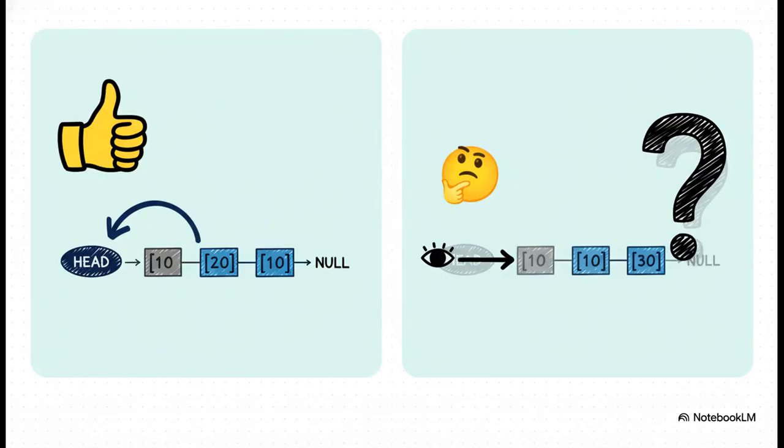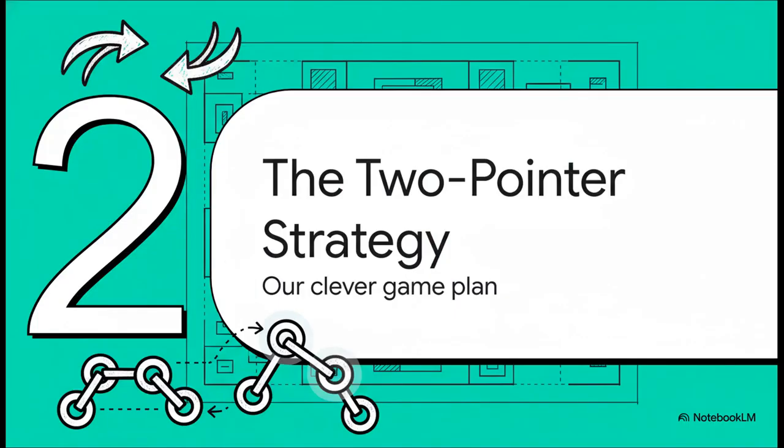Now if we wanted to delete the first 10, piece of cake. We find it, and we just tell the head, hey, skip this guy and point straight to the 20. Easy. But deleting that last 10, that's where we hit a wall. When we get to that second 10, we're kind of stuck. We have absolutely no idea if there's another 10 coming up later. And because it's a one-way street, we can't just peek ahead and come back. We'd lose our spot. So, how do we get around this?